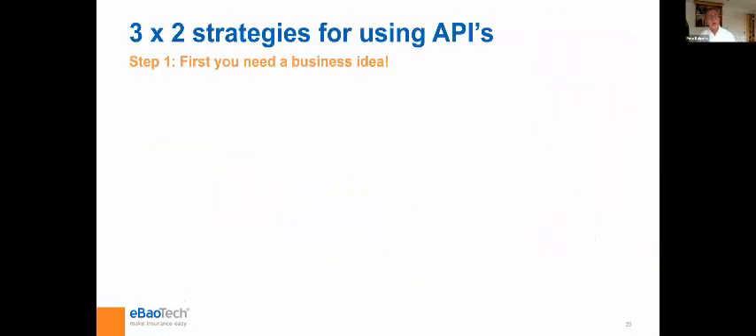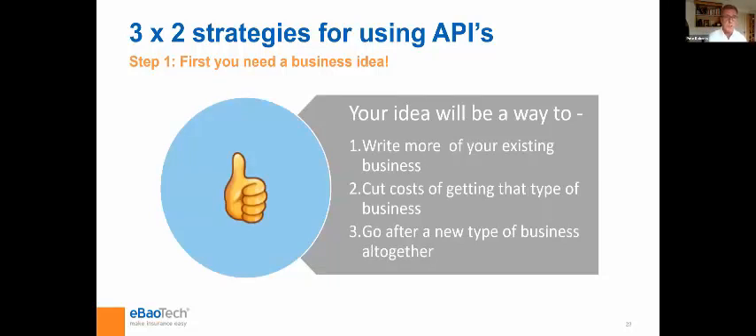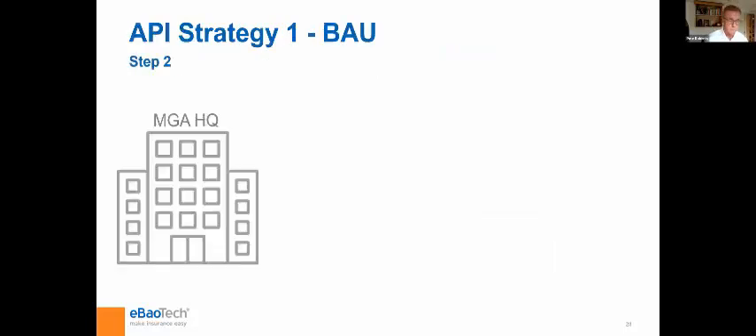So, how do you build an API strategy? The first, you need 2 steps. The first one is you need a good business idea. So business people in the audience know that means making money or saving money. The idea is not an IT technical idea, it needs to be business. So it's going to fall into one of these 3 categories, right? More of your existing business is going to help you cut costs of getting that type of business, or you're going to go after a new type of business altogether.